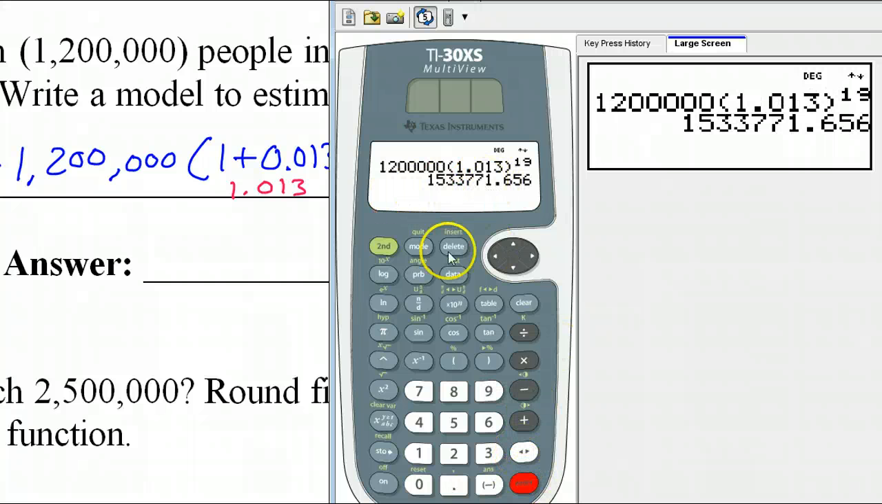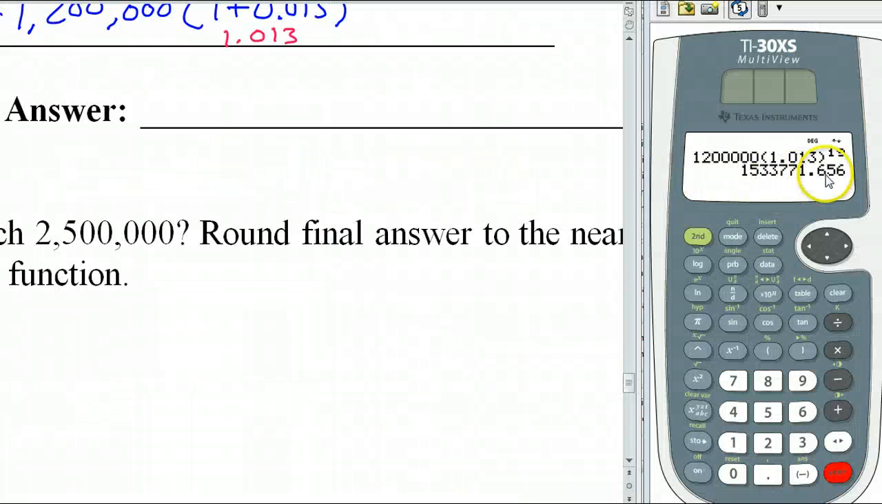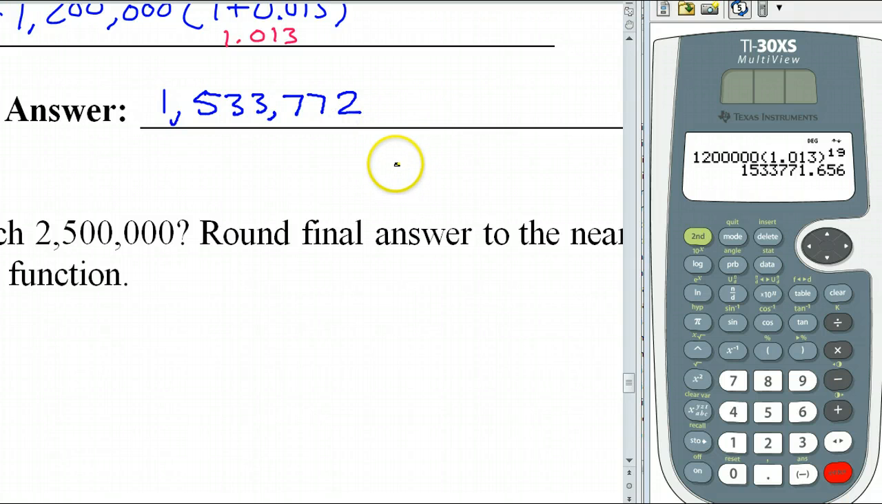So I get this. We will round this to the nearest whole person, so this is 6, so we'll round this up. I've got 1,533,772. That will be the population today. That's our estimate anyway. Great.